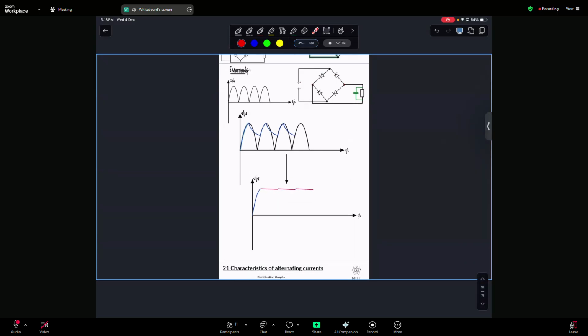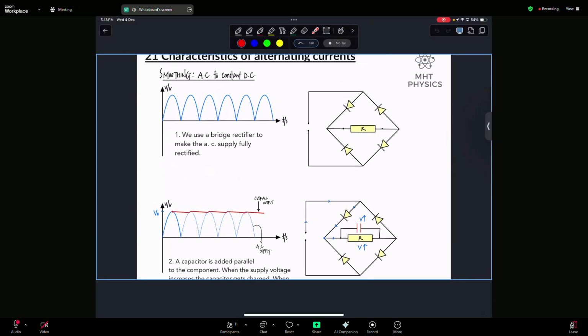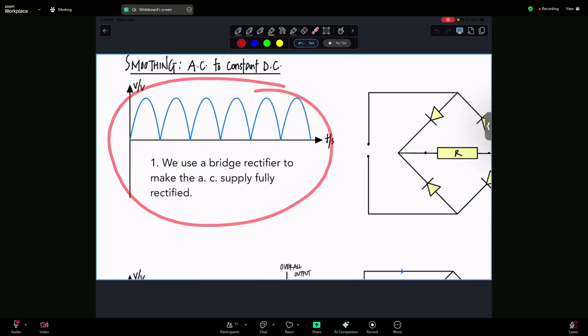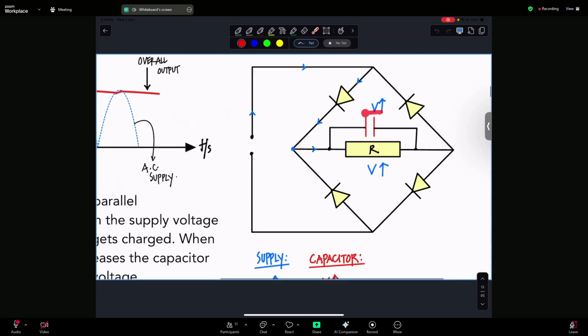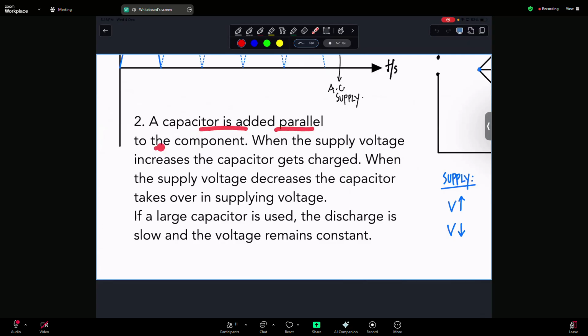There is a note, I will upload it, let me explain it a bit to you. So first of all, what questions might come in your exam from here? They'll ask you the whole thing step by step, right? Or they'll ask you to do some math, I'll explain what math will come. But the first thing you need to do is to ensure your AC supply becomes like this. What do you have to use? A bridge rectifier. Once you have used the bridge rectifier, you need to apply a capacitor across your component, and then this happens. A capacitor is added parallel to the component.